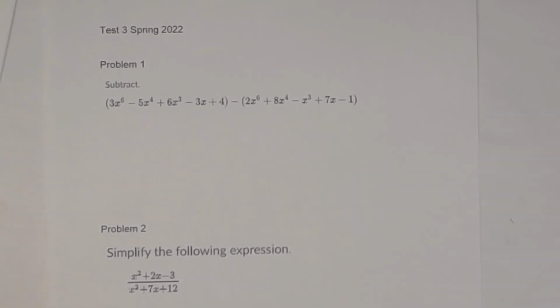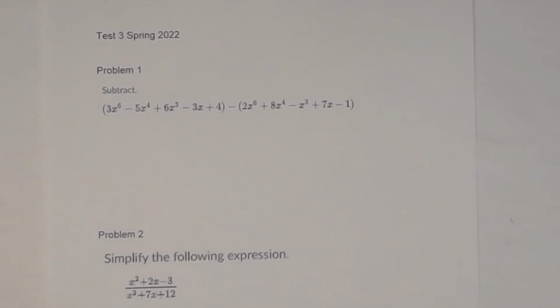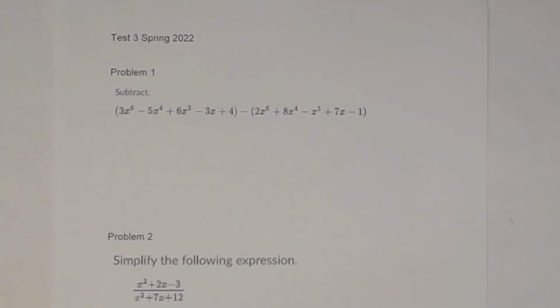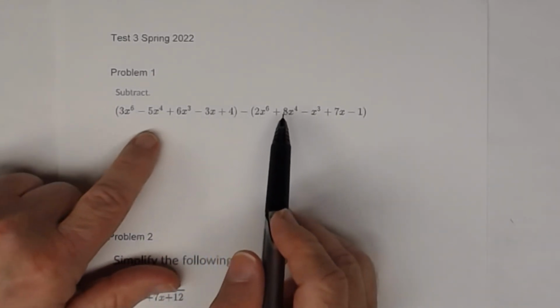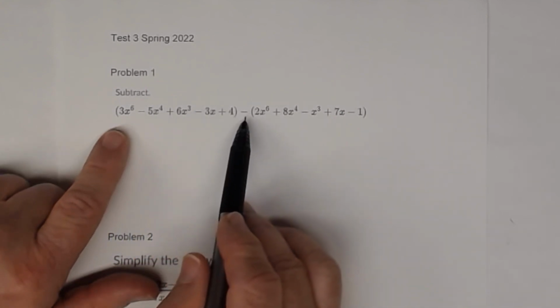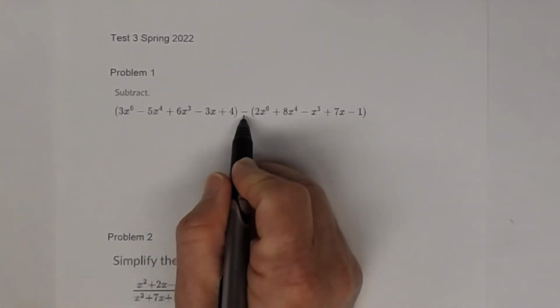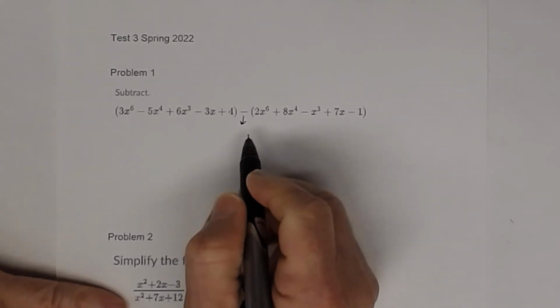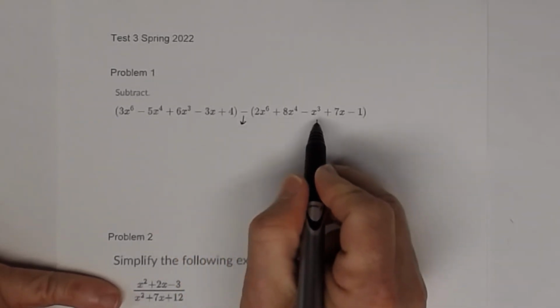All right, so this is a key to the test three. And so in number one, you want to subtract these two polynomials. And remember, when subtracting polynomials, it's always a good idea to change the subtraction to an addition problem. So we're always going to add the opposite.